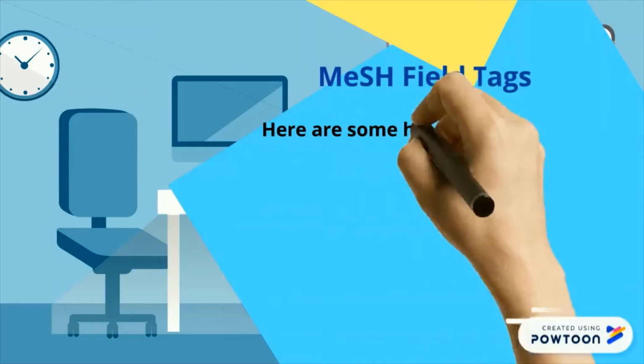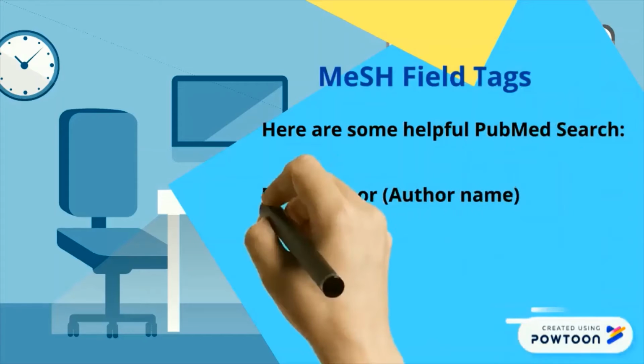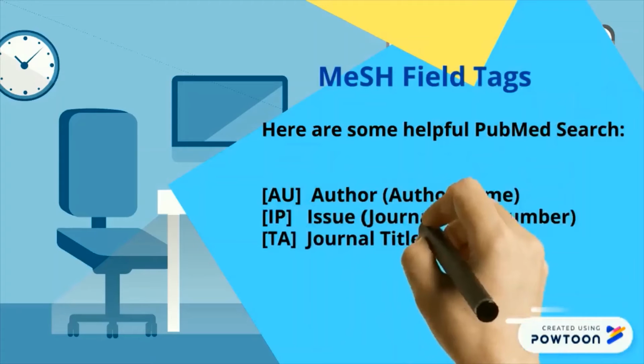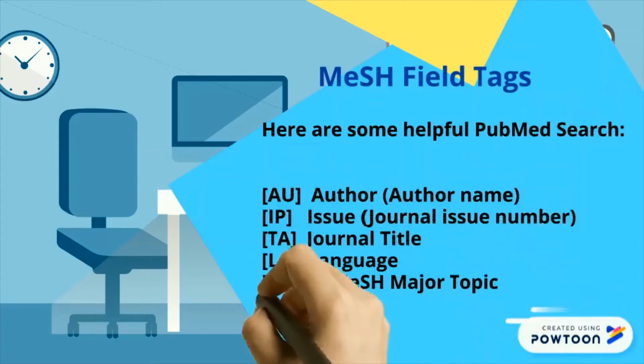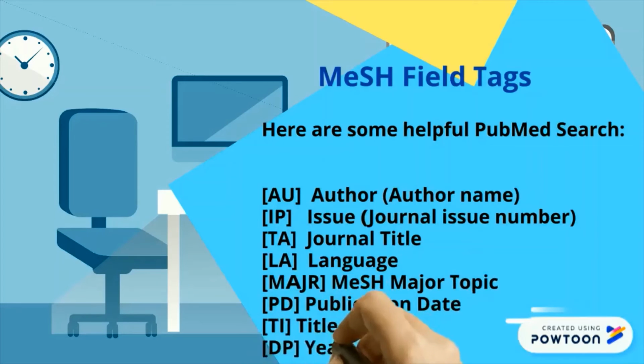Here are some helpful tags in PubMed search: AU for author, IP for issue, TA for journal title, LA for language, MAJR for MeSH major topic, PD for publication date, TI for title, and DP for year.